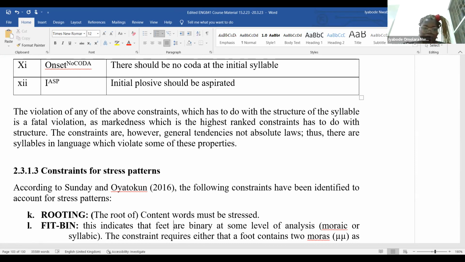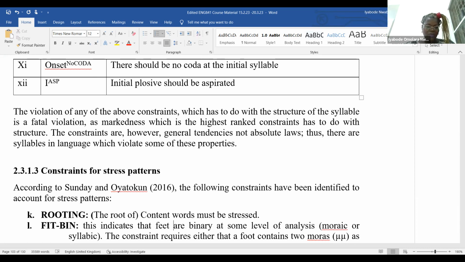So maybe probably, of course, we have some words that have some syllables like that within them. Then we have the initial plosive should be aspirated. Of course, which plosive is it that can? That of course is the plosives that are voiceless. Then if it is a voiceless plosive and it's not aspirated in the initial position, then it becomes a problem for that syllable. So I think that's what we are having here.